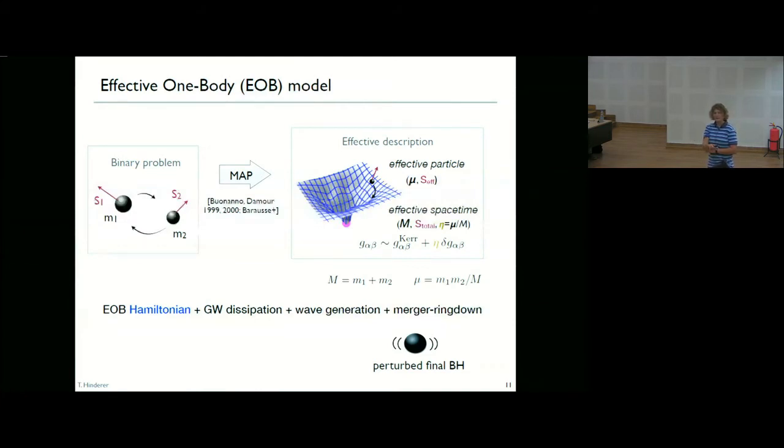So we take an effective particle now with the mass of the reduced mass, and it could also have an effective spin that's moving in some effective space-time, which is constructed in such a way that in the test particle limit it reduces exactly to a curved space-time. And that space-time is also characterized by the total mass, the total spin, and then the symmetric mass ratio. And away from the test particle limit, the space-time gets, so to say, deformations in the symmetric mass ratio.